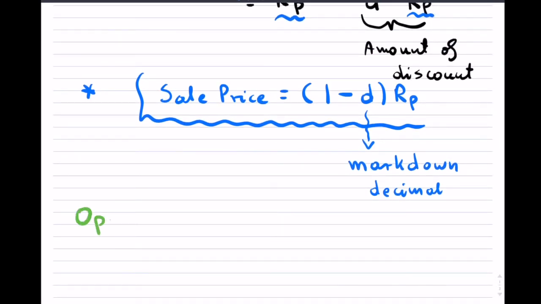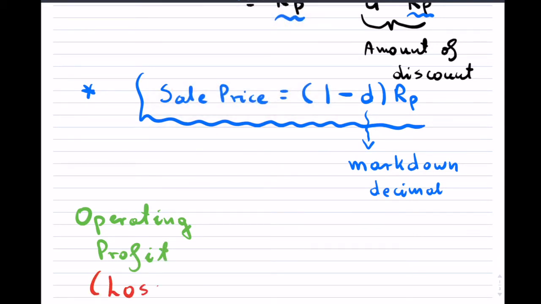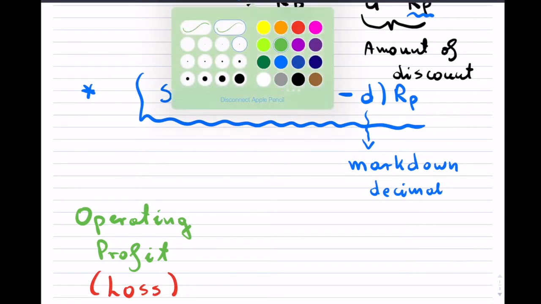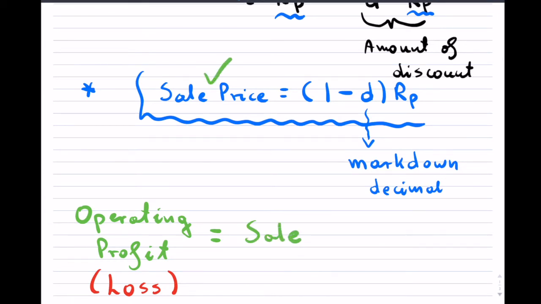And what we do is the operating profit, or possibly an operating loss, will depend on what happens to the math. So this is equal to your sale price, whatever you're actually selling your item for. If you had no discount, then your sale price would have been just your regular selling price, and minus your total costs.